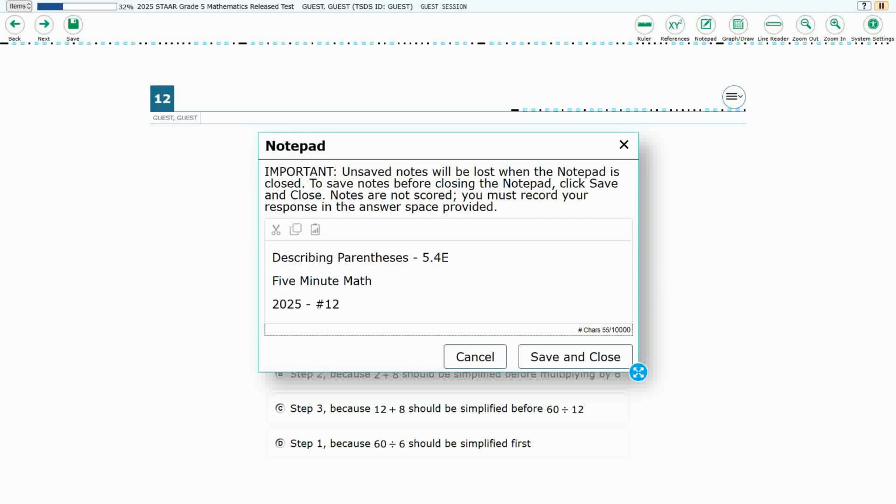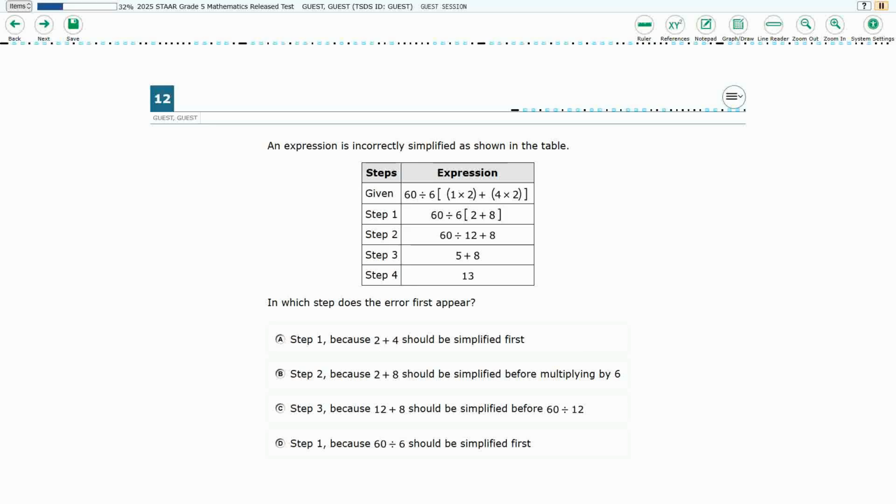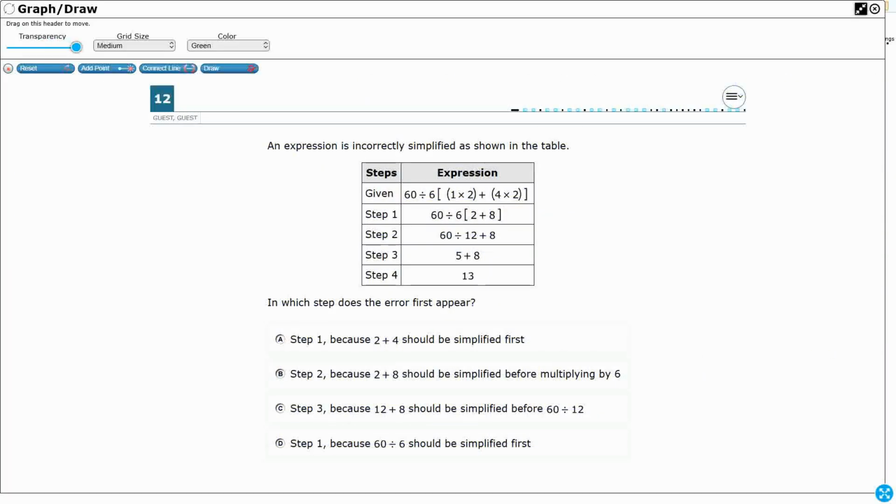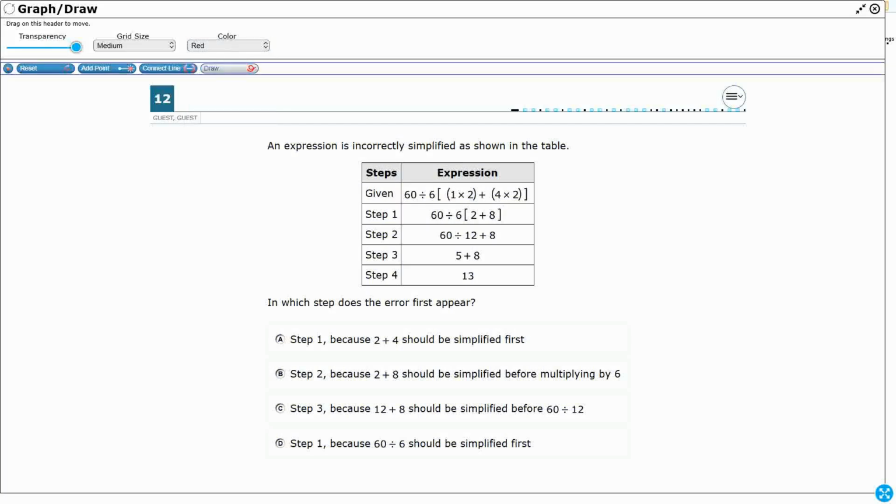Today we are looking at the fifth grade concept of describing parentheses. This is standard 5.4E in the great state of Texas, and we are using item number 12 of the 2025 released STAAR test. If you haven't done so already, please go ahead and take a moment to pause the video, work this problem out on your own, unpause it, and we will look at our answers together.